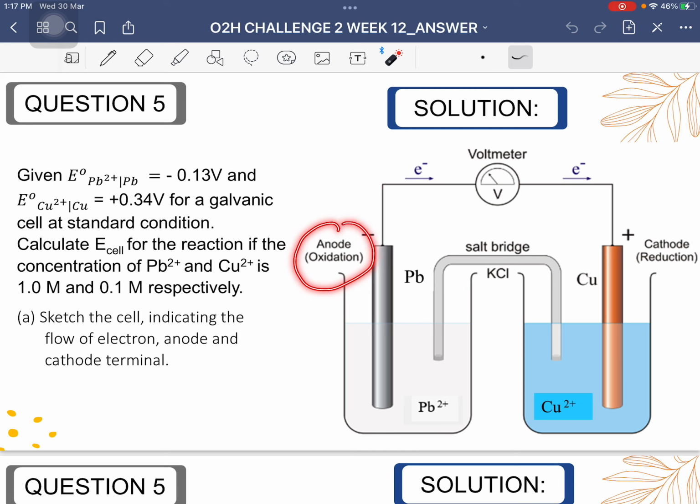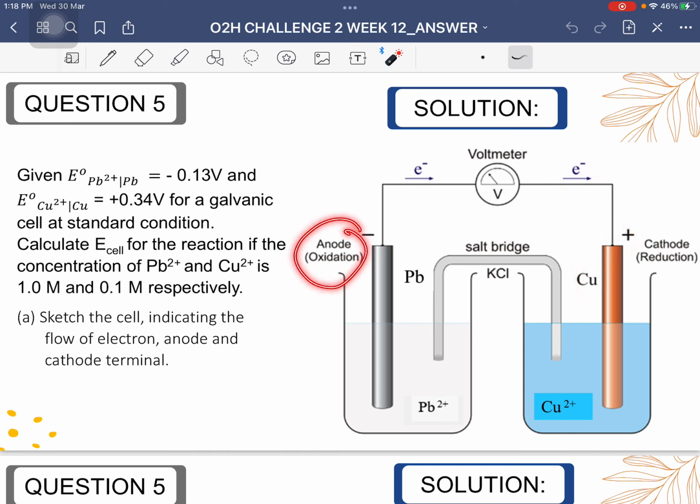Next is to label the voltmeter, and then the electron flow from anode to cathode. Label the anode, which undergoes oxidation, while the cathode undergoes reduction. The sign for the anode is negative because Pb is the source of electrons, while copper 2 plus is positive because it needs electrons, or it attracts electrons.